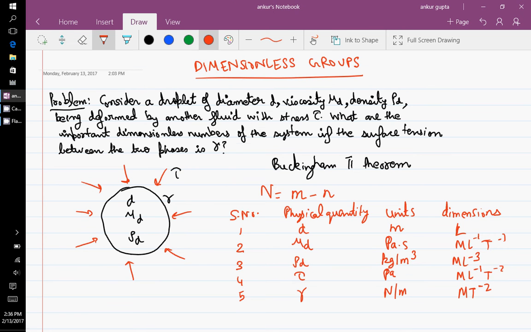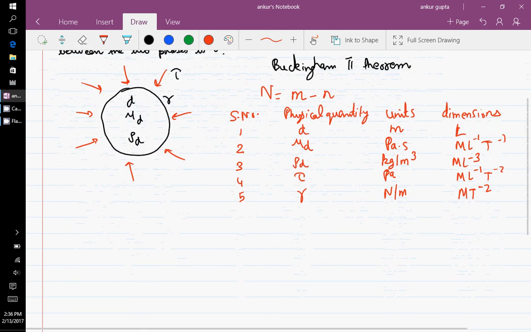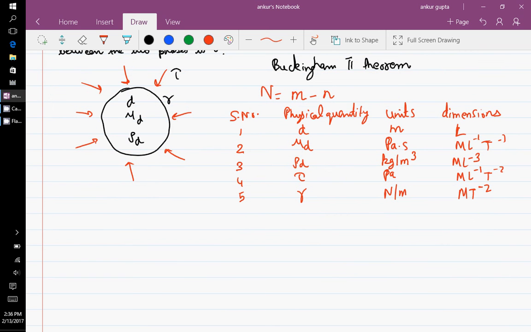So this is what we have, and we know that we have 5 physical quantities, and the dimensions we have are M, L and T, or small n is equal to 3. So N is 5 minus 3, which is equal to 2. So small m is 5 and small n is 3. So we'll have 2 independent dimensionless numbers which are important for this system, and we have been basically asked to find them.